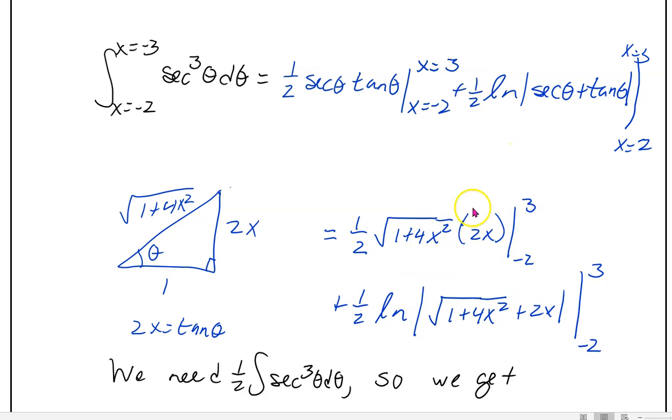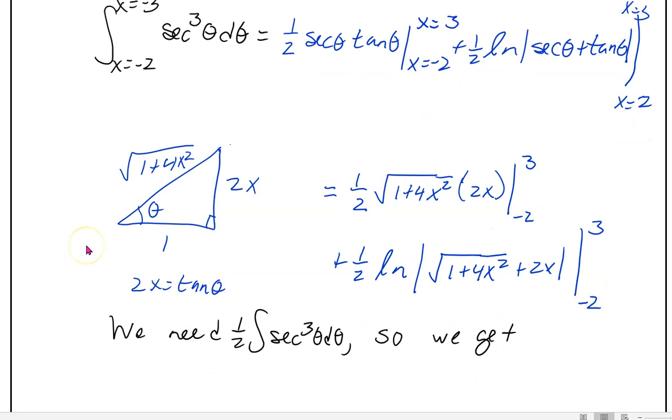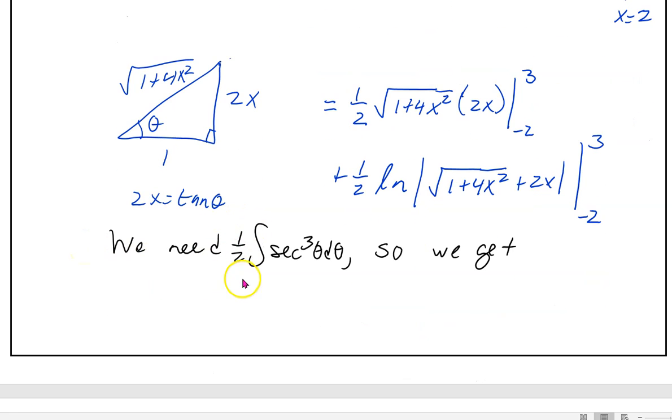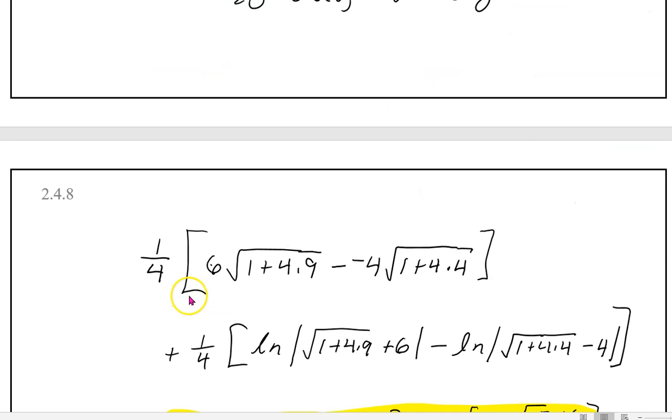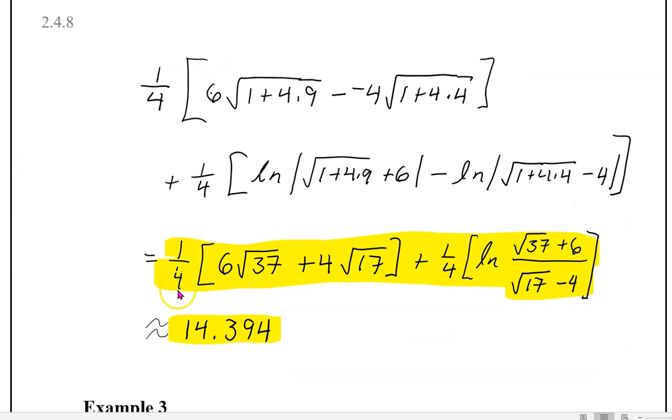Since we now have x values inside of our expressions, and since the limits of integration are x values, then we can substitute. Remember, however, that we needed 1/2 secant cubed of theta, so we will need to multiply these 1/2s by another 1/2, and that makes them 1/4. This is the final value that we get for our arc length. In other words, it's roughly about 14.4 units long.